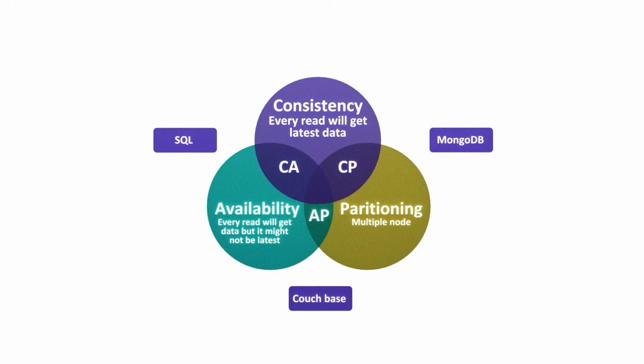But in other use cases like e-commerce or social media, I will go with availability and partitioning. Even if you don't see the latest post immediately, let's say I posted, and if you are not able to see my post in the next 5 seconds, it doesn't make any difference, right? Because eventually you will be able to see that. So this is the high level of CAP theorem.